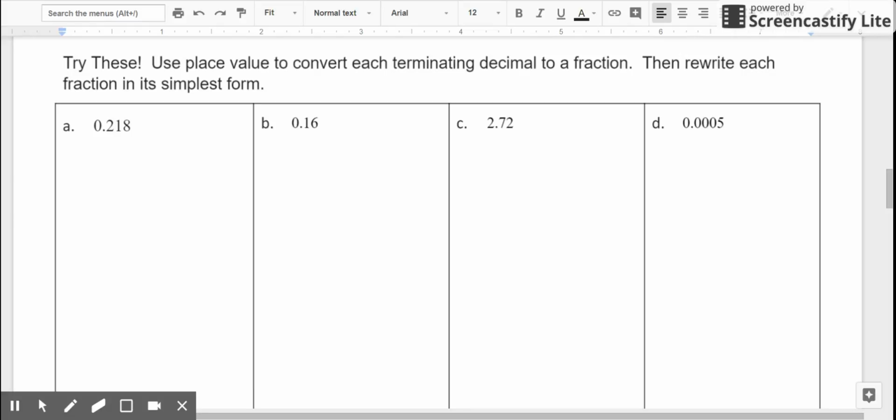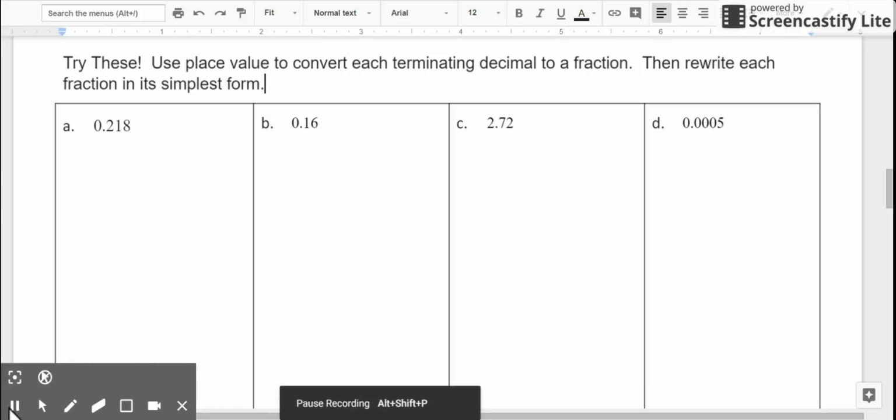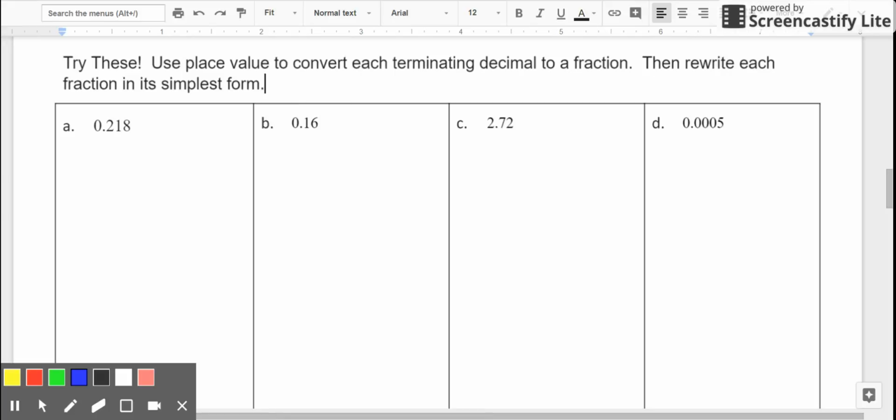If you're not too sure what to do, just keep watching for now, and I'll lead you through all the problems. Make sure to write everything that I write down on your paper as well. Letter A, 0.218. So I need to look at the furthest right place value in this number.